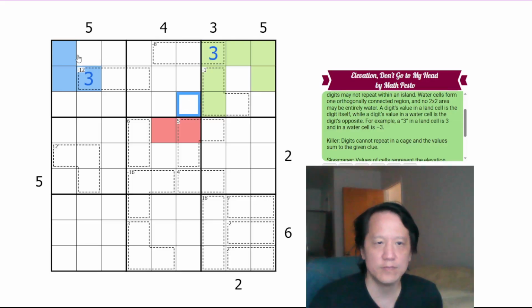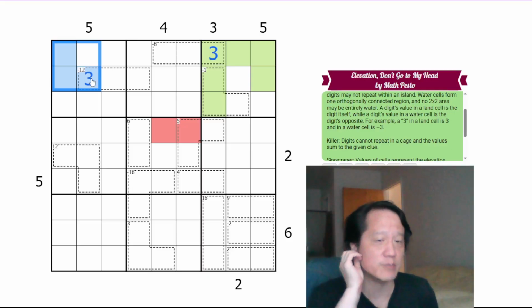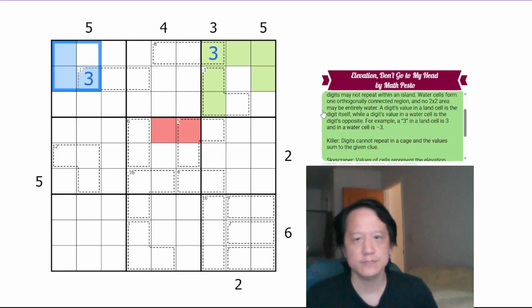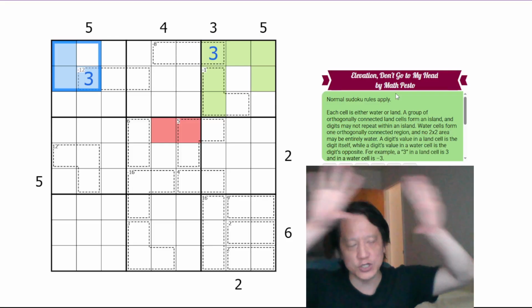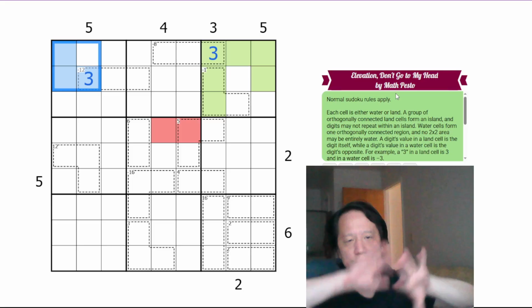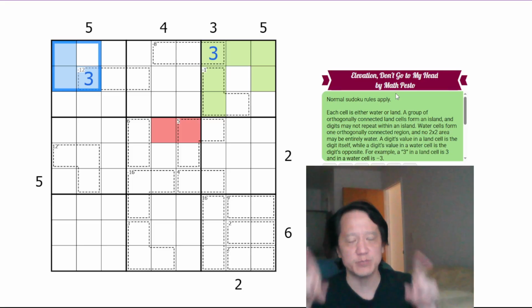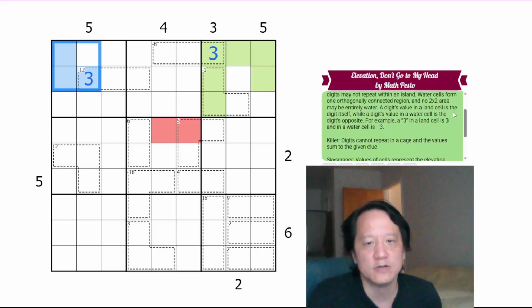So we can't have a 2x2 area that's all water. You can have a 2x2 area that is all land, though, so keep that in mind. And that's an example of how the water and land work. This is basically typical Nurikabe, where you have one chunk of all water cells, and then various islands throughout. The water cells must be all orthogonally connected, with no 2x2 area that is all water.